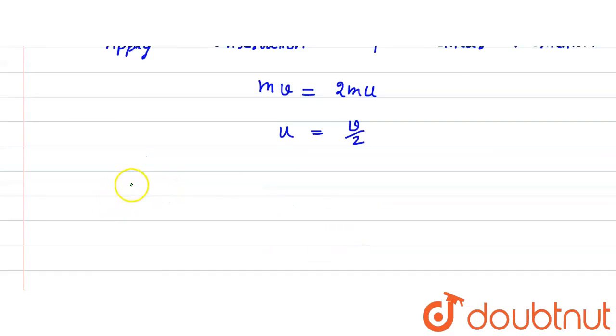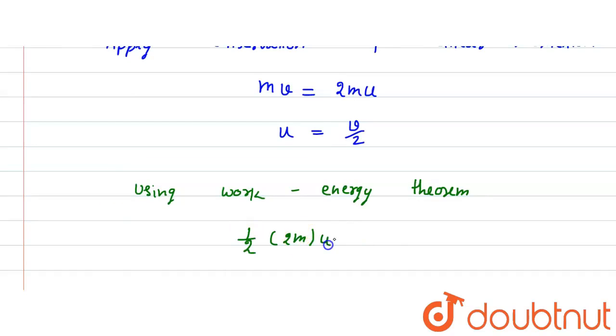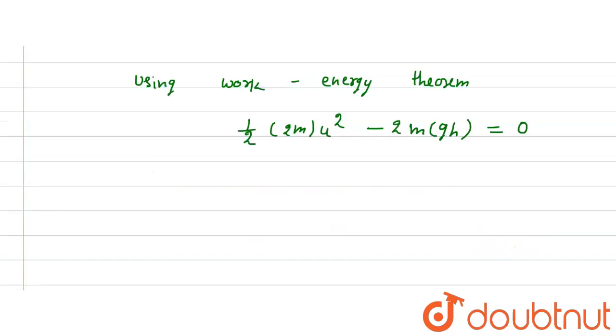Now here, using the work energy theorem, we can write: half times 2m u square minus 2mgh equal to 0. Now here we can write h is equal to u square by 2g, and the u value is v by 2. Now putting it here, it is equal to v square by 8g. So this is the height to which the two balls rise after the collision.